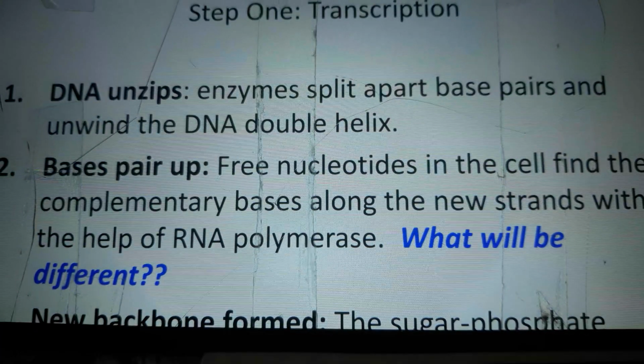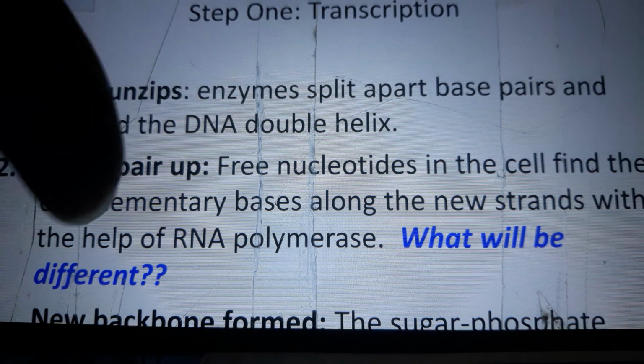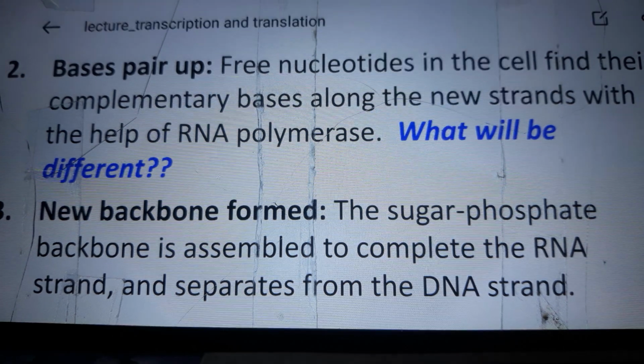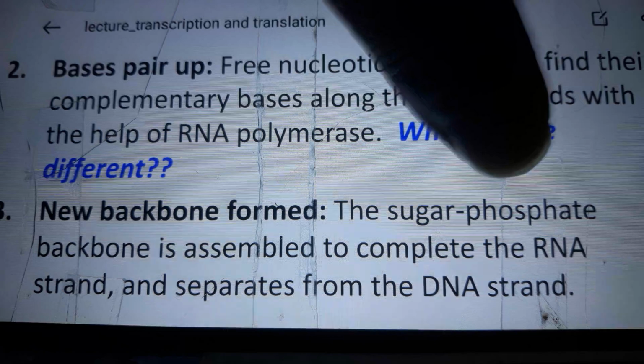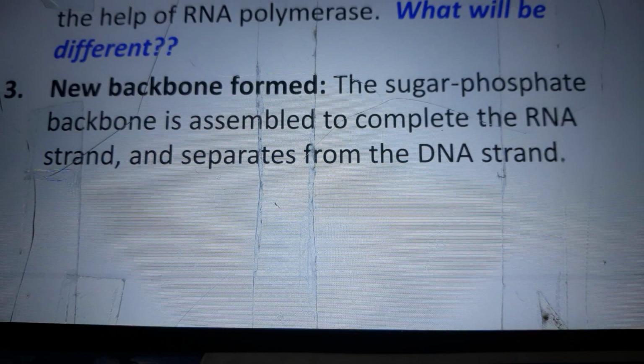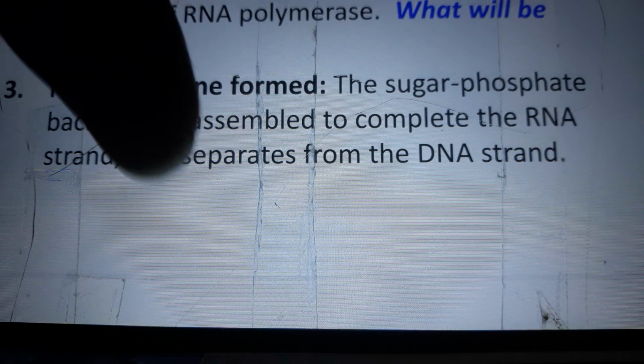Step 1, transcription. DNA unzips, an enzyme splits apart base pairs and unwinds the DNA double helix. Bases pair up. Free nucleotides in the cell find their complementary bases along the new strand with the help of RNA polymerase. What will be different? Let's read on that, right? The new backbone is formed. The sugar phosphate backbone is assembled to complete the RNA strand and separates from the DNA strand.